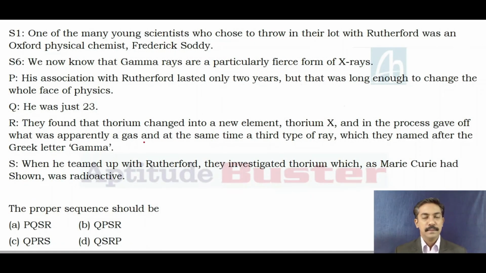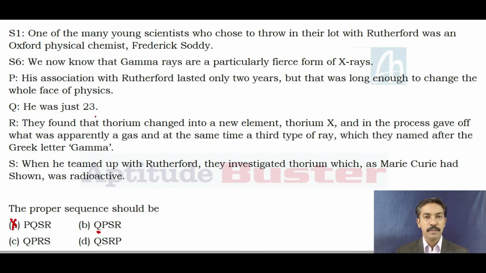This is really challenging. Let's try. S1 says one of the many young scientists who chose to throw in their lot with Rutherford was an Oxford physical chemist, Frederick Soddy. What could be the next sentence? Trying to figure from the options, you have Q in 3 answer choices and P in 1 choice. P says his association with Rutherford. Now the first sentence gives an introduction to Frederick Soddy, so we are very sure P cannot be the option, which means Q should be the next segment.